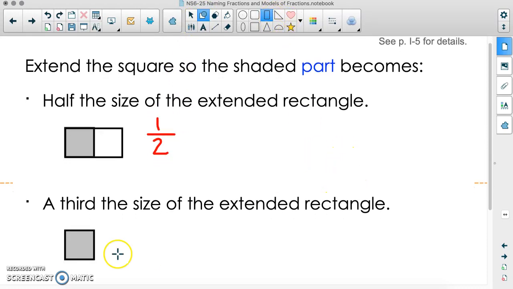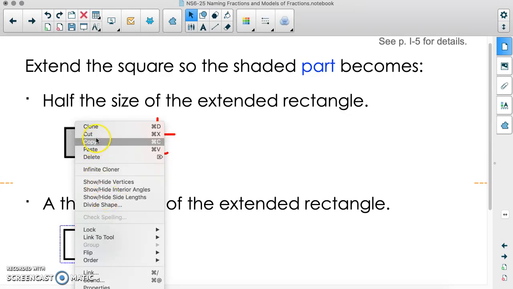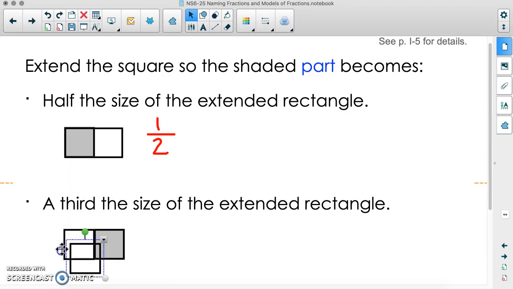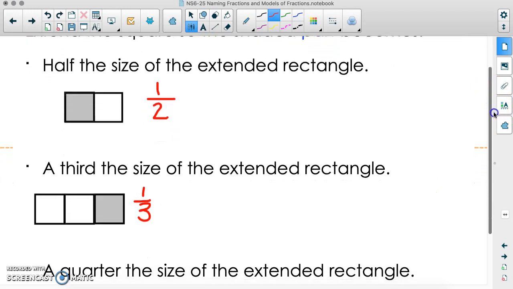Now, if I want to do a third of the size of the extended rectangle, this would be half. Now I need to clone this one so I know it's the exact same size. And that would be a third of the extended rectangle. So now I could say that I have 1/3 shaded of the extended rectangle.